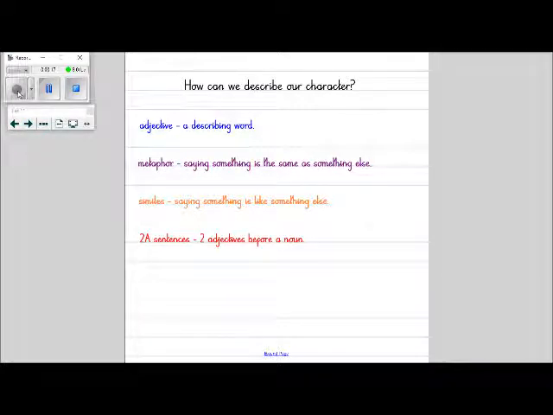We have adjectives, which are describing words, metaphors, which say something is something else, similes, which say something is like something else, and two-way sentences, which include two adjectives before a noun.